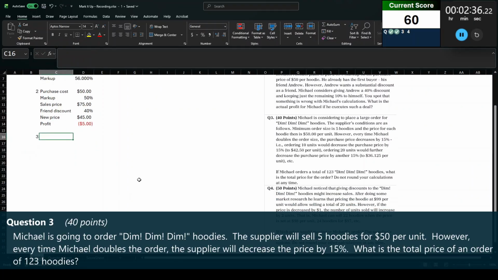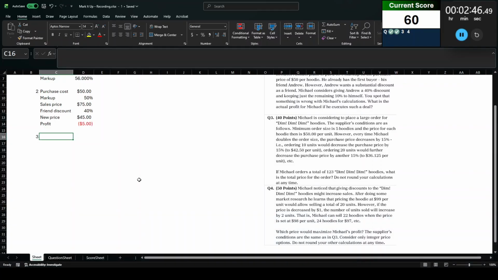Question 3. Michael is considering placing a large order for dim hoodies. The supplier's conditions are as follows. Minimum order size is 5 hoodies, and the price for each hoodie is then $50 per unit. However, every time Michael doubles the order size, the purchase price decreases by 15%. i.e. ordering 10 units would decrease the purchase price by 15% to $42.50 per unit. Ordering 20 units would further decrease the purchase price by another 15% to $36.12 per unit. If Michael orders a total of 123 dim hoodies, what is the total price for the order? Do not round your calculations at any time.